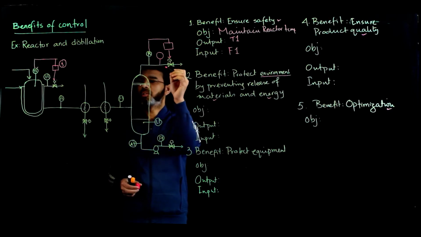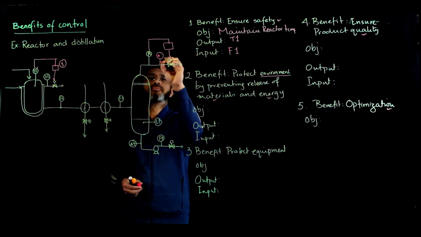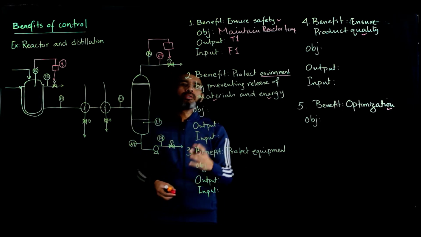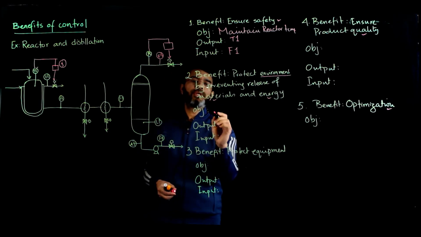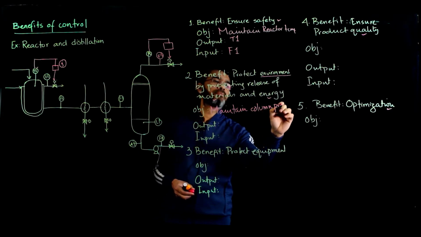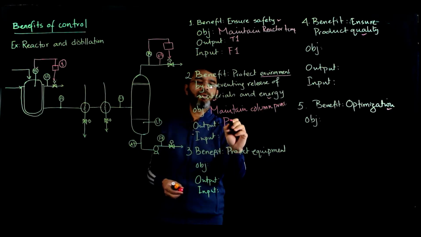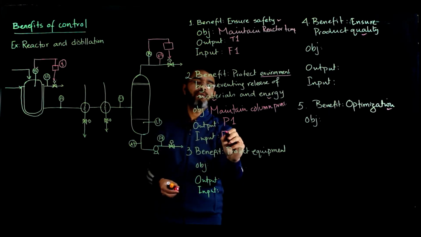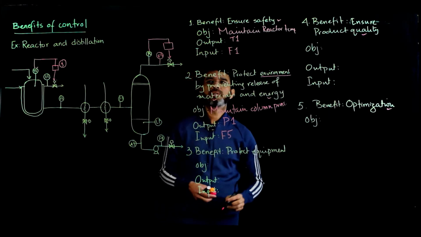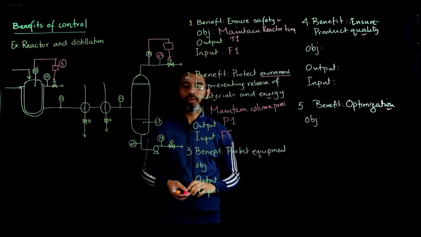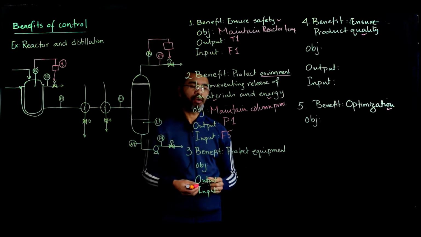So if I call this, say, F5. For this case, the objective will be to maintain column pressure. So the output is P1, and the input is the outlet flow. This becomes F5. By F5, I mean the measured flow through the outlet of the distillation column.